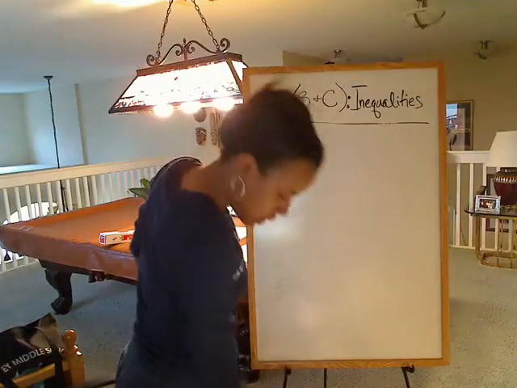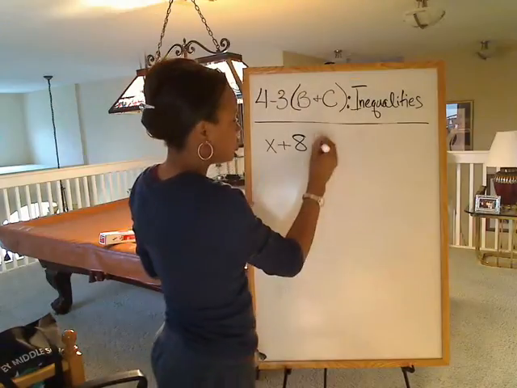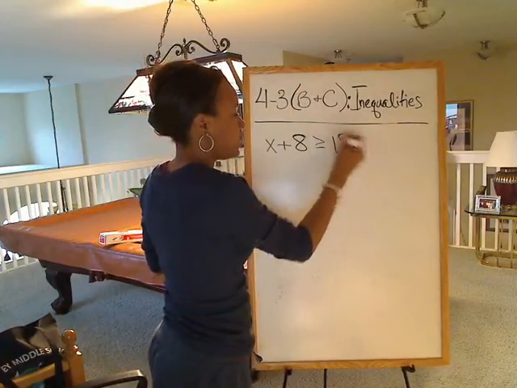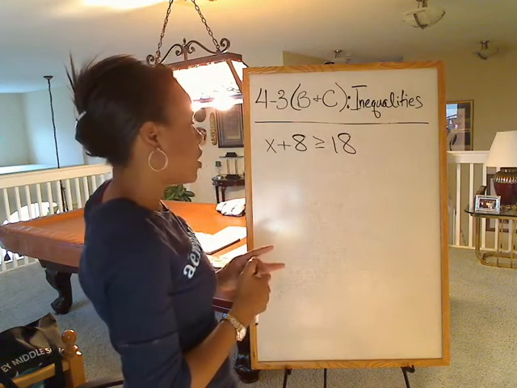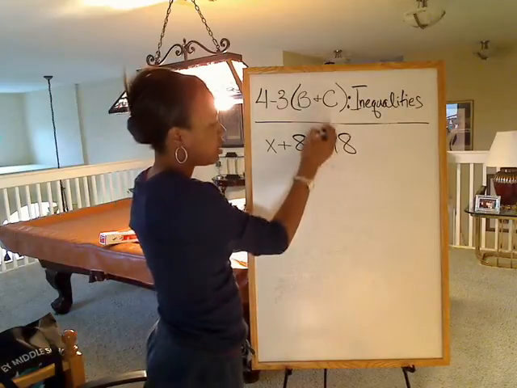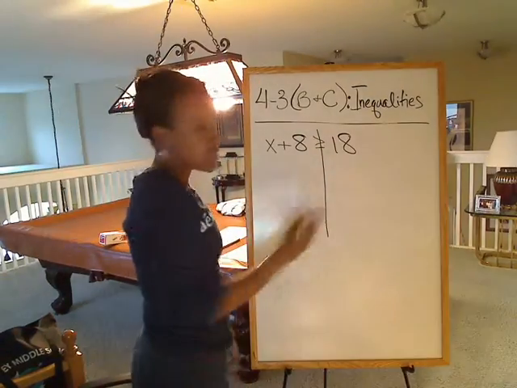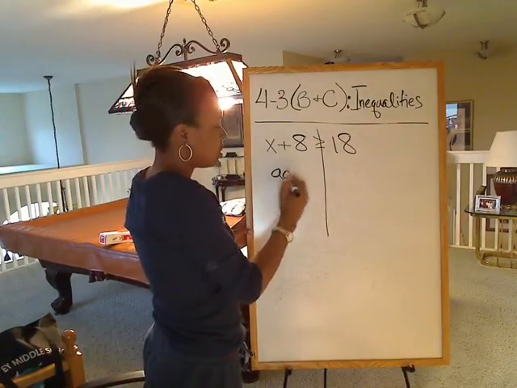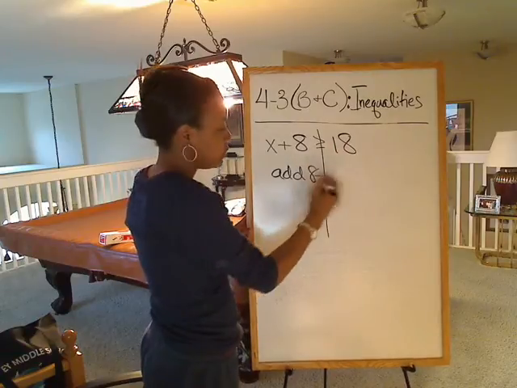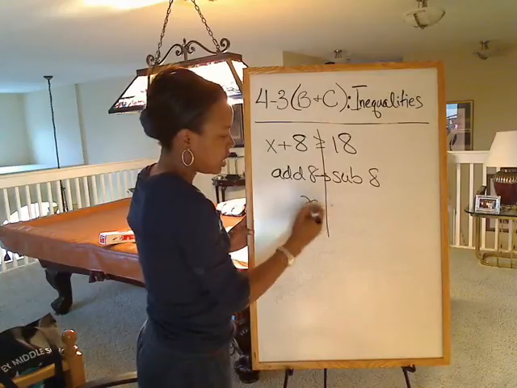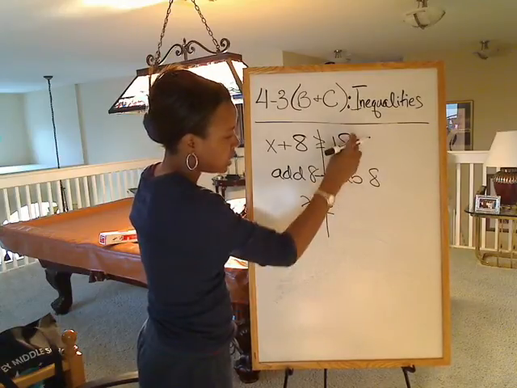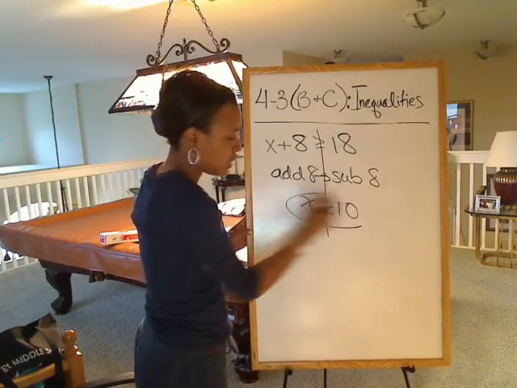X plus 8 is greater than or equal to 18. You do the same thing. You separate your inequality into two sides. You say, what did they do to the x? They added 8, so you subtract 8. And you get x is greater than or equal to 18 minus 8, which is 10. So that's your final answer.